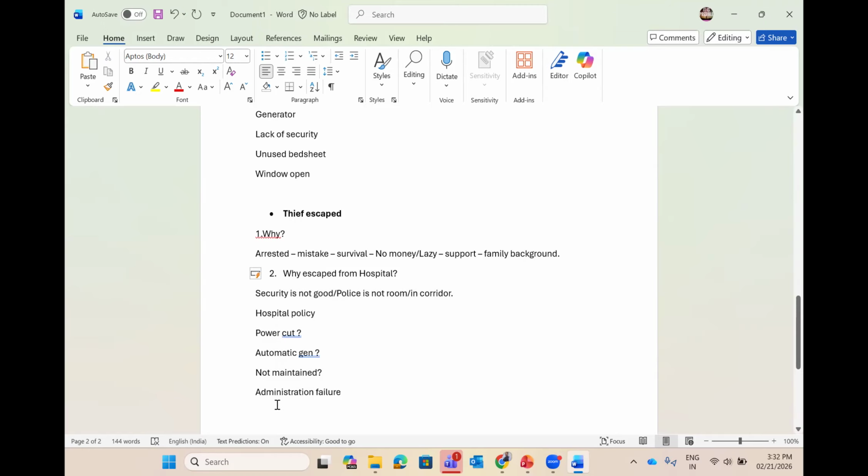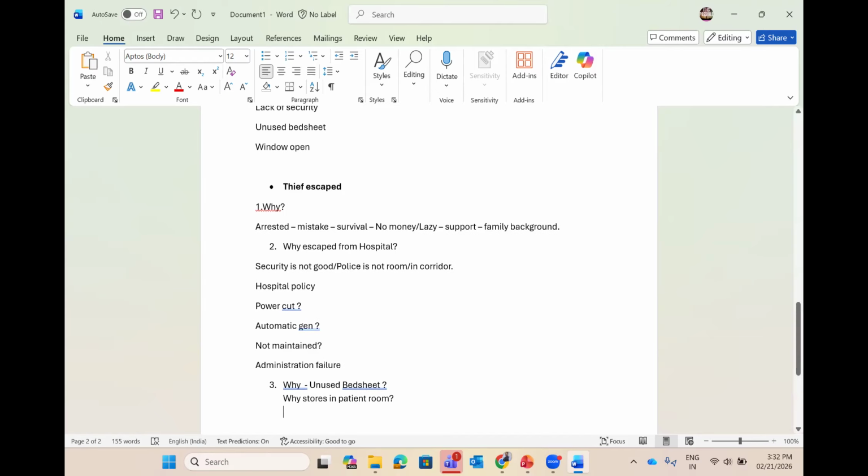And now I'm going to the third branching. See here, this is my third branching. Second one, the same thing: why did the thief escape? I'm bringing the answer that there are unused bed sheets, right? Why are unused bed sheets kept in the patient room? That is the first question. Why stored in the patient room? Second question: okay, let it be stored in the patient room.